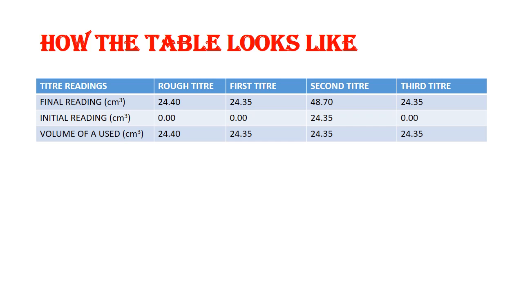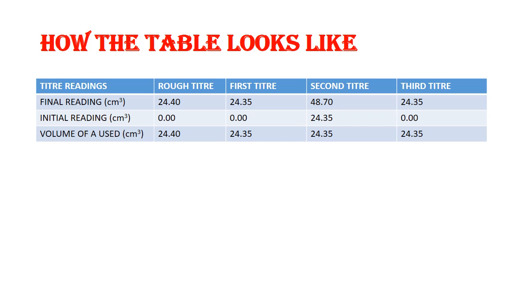Do you get it? So the rule is that no two volumes of A used should have a difference of more than 0.20. In other words, what am I trying to say? That if the difference between any two volume of A used readings is more than 0.2, it means your reading is not accurate. For example, the volume of A used in the first Titer is 24.35. The volume of A used in the second Titer is 24.35. The difference is 0.00, which is acceptable. It is acceptable that all of them will have the same Titer readings.